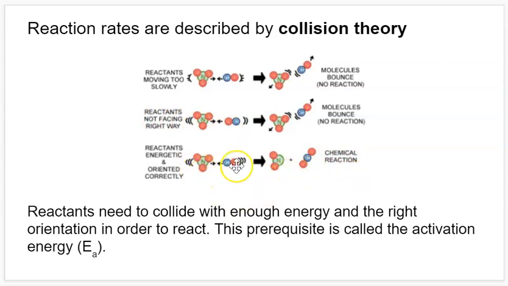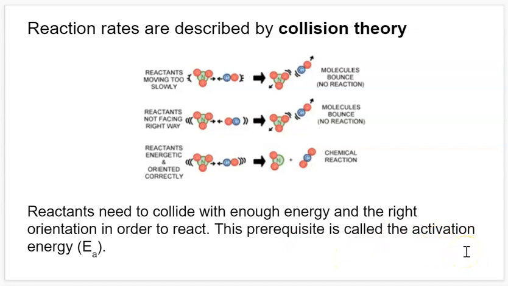Because you can see here, the things that need to get close to each other are able to react. In this case, this carbon is able to pull off one of the oxygens on this nitrogen, and we're able to get new products. So the overall idea here is that reactants need to collide with enough energy and the right orientation in order to react. And we call this prerequisite for a chemical reaction the activation energy.